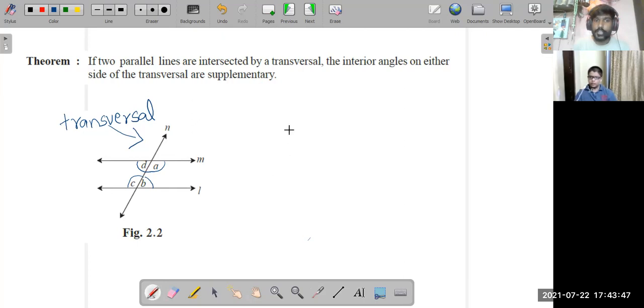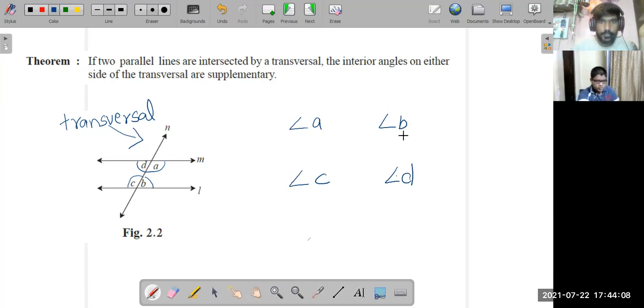So first, can you tell me the pairs of interior angles in this? Yes, sir. Angle A, B and angle C, D. Okay. These are the pairs of interior angles. Now for these to be supplementary, what has to happen? When both angle measurements are added, they should equal 180 degrees.